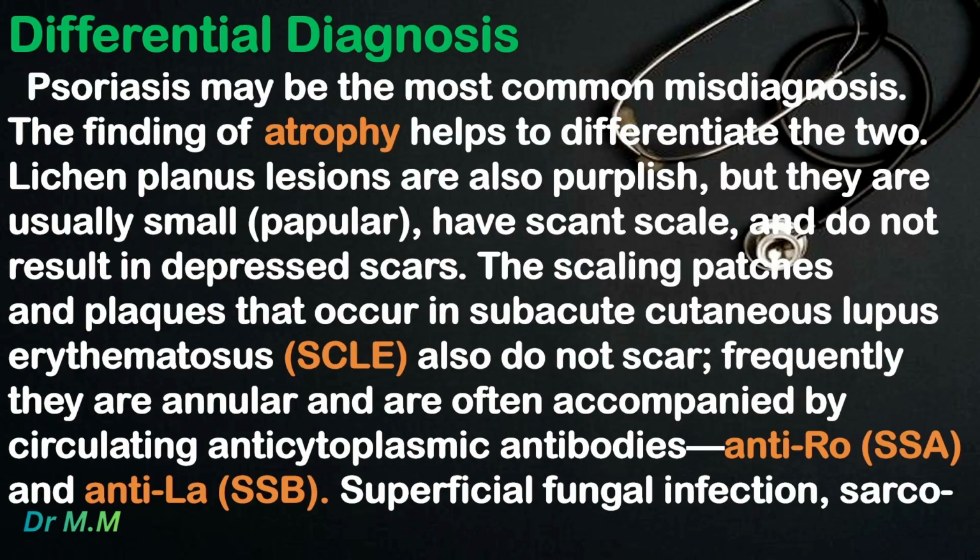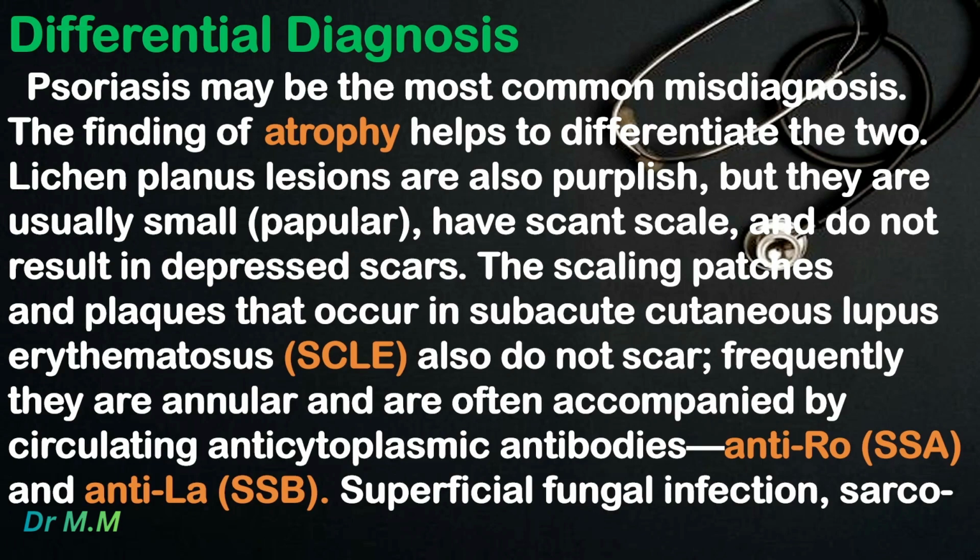Differential diagnosis: psoriasis may be the most common misdiagnosis. The finding of atrophy helps to differentiate the two. Lichen planus lesions are also purplish, but they are usually small, papular, have a scant scale, and do not result in depressed scars. The scaling patches and plaques that occur in subacute cutaneous lupus erythematosus, or SCLE, also do not scar. Frequently they are annular and are often accompanied by circulating anticytoplasmic antibodies like anti-Ro or SSA and anti-La or SSB.